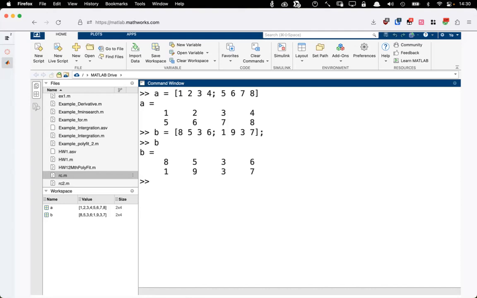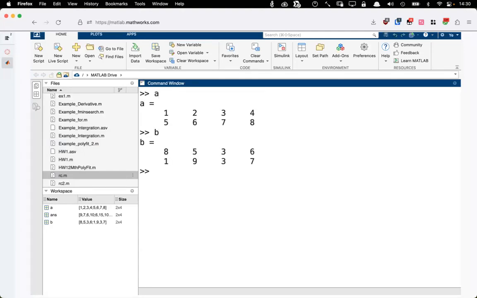Oops, let me use B. Then A plus B. Let's do this again: A, B, A plus B. So 1 plus 8 is 9, 2 plus 5 is 7, 3 plus 3 is 6, 4 plus 6 is 10, 5 plus 1 is 6, 6 plus 9 is 15, 7 plus 3 is 10, 8 plus 7 is 15. That's the addition.